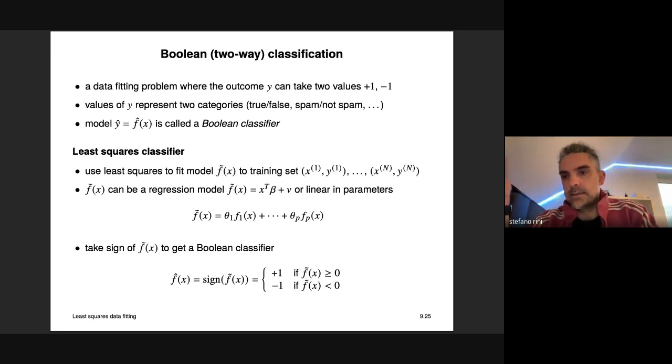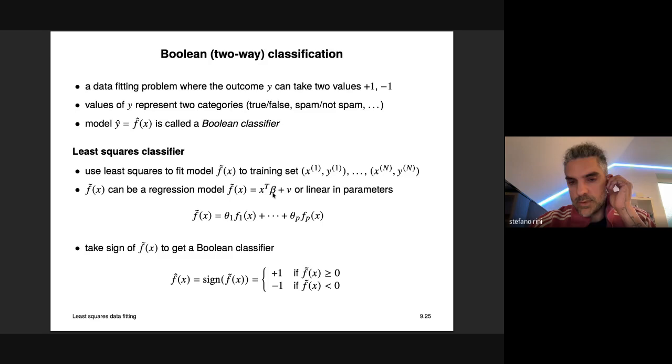Least squares for classification. I guess that this is exactly the challenge for today. So you have two-way classification: you have 2 classes, and you want to distinguish between them. So we go from regression to classification. We have a Boolean classifier, and we want to use a least squares model in order to do prediction, in order to do classification.